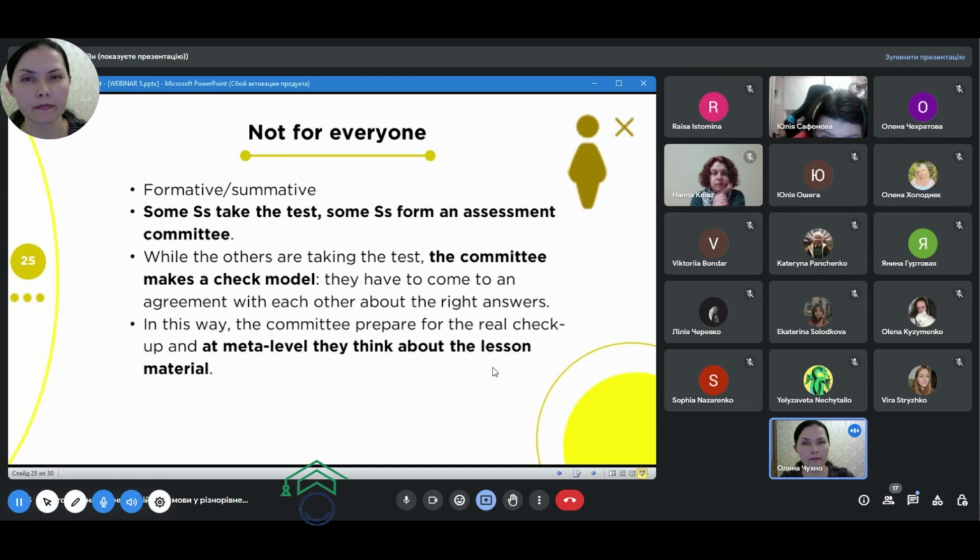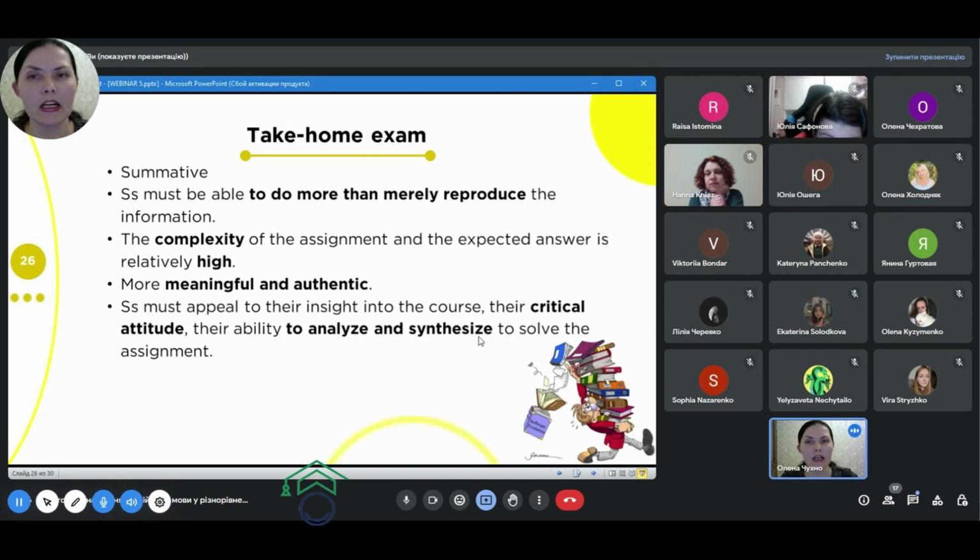Well, this technique is good for, again, multi-level groups of learners, because lower level students can just take a test, and higher level students will discuss everything. They will agree on the keys, and they will check the other students' works.